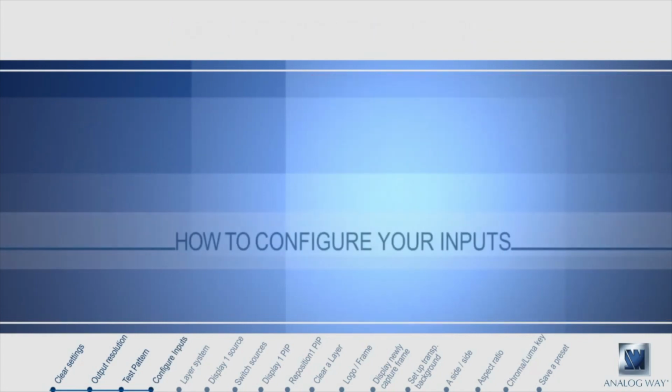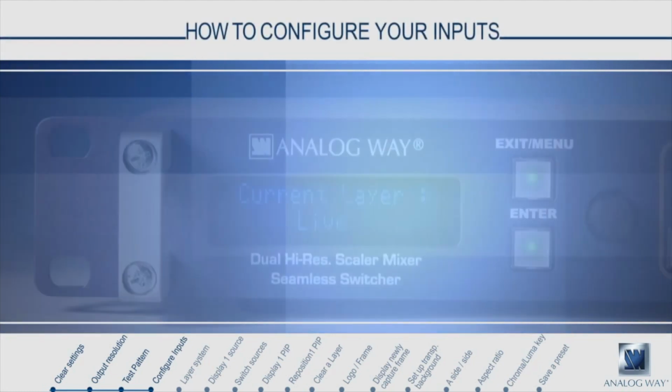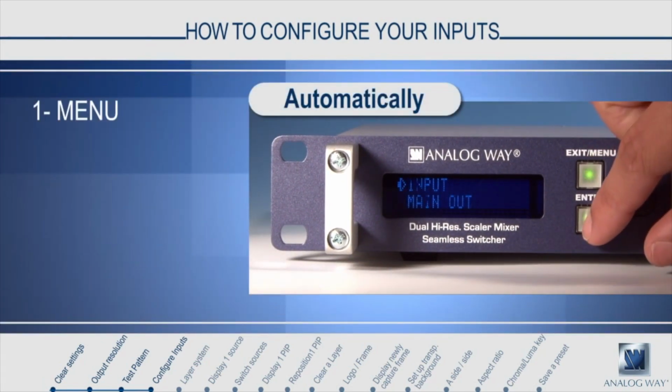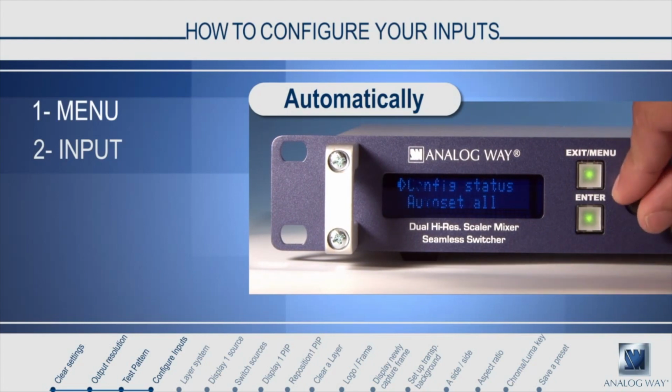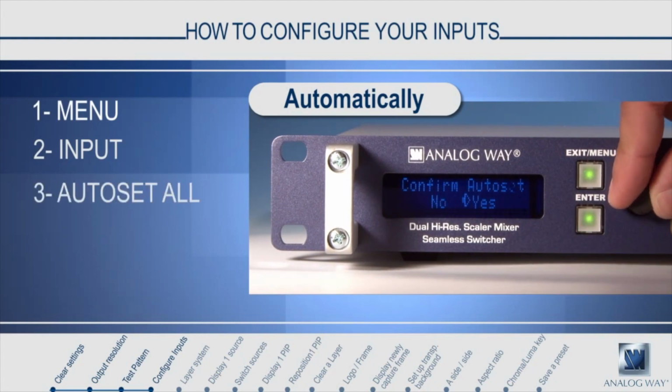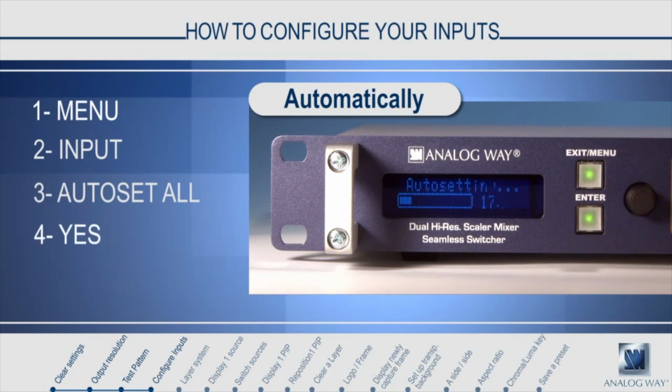How to configure your inputs. To configure the inputs automatically, press Menu and enter the Input menu. Select the Auto Set All function, and the device will automatically scan all inputs for the available signal type. This process takes a few seconds.